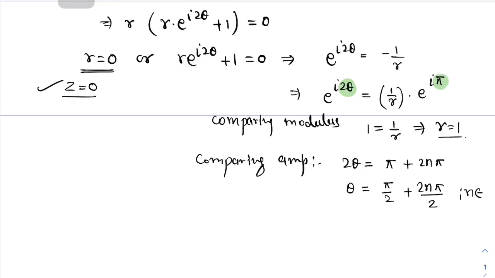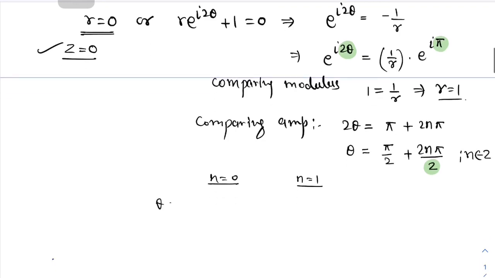N is an integer, so the denominator is 2, so we are required to put any two consecutive integers, and the simple values of n we can take are 0 and 1. If we take n equal to 0, we get theta equal to pi by 2, and if I put n equal to 1, the 2 and 2 get cancelled. N equal to 1 means theta is equal to pi by 2 plus pi, meaning 3 pi by 2.